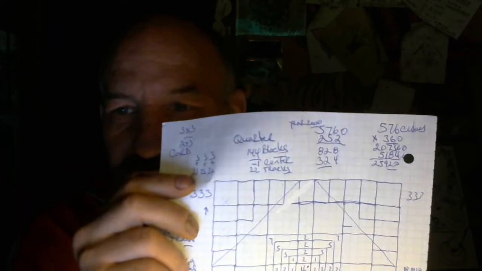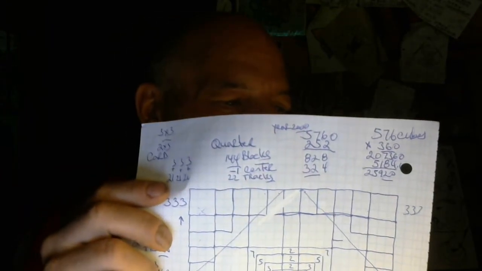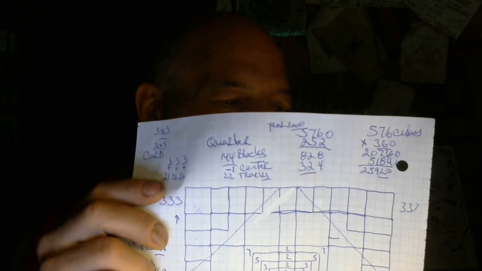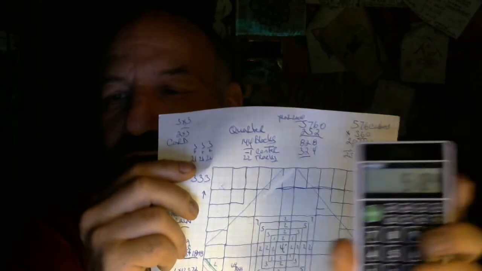Where's my calculator? I got it on the floor. 20,000. Let me just uncover what I just wrote. 20,000. Let me show it on the camera. 20,736. 20,736 divided by 4 equals 5184.